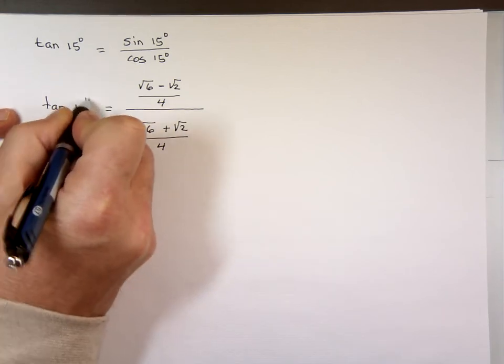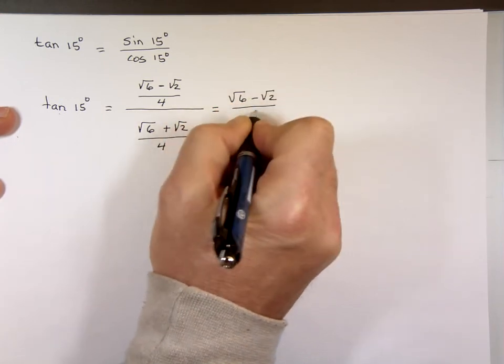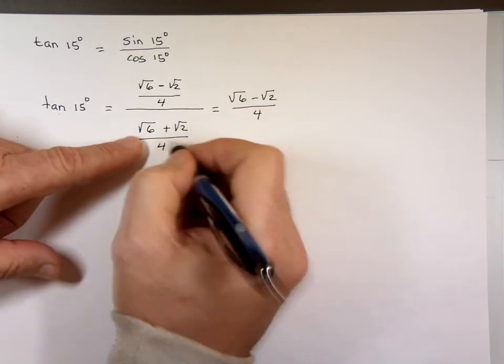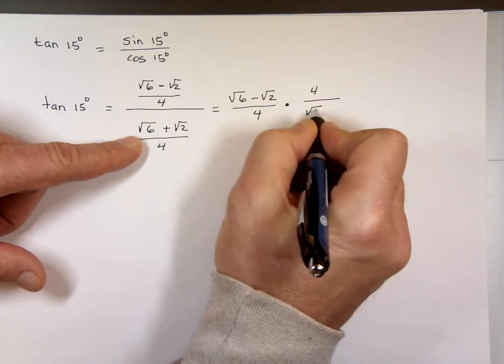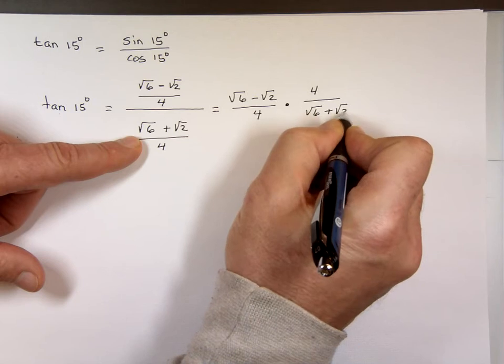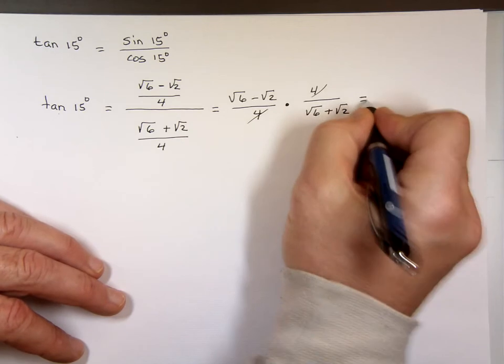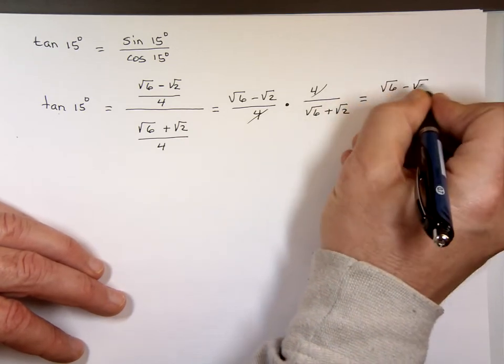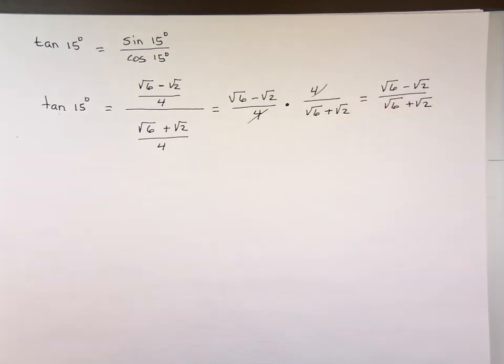So that's equal to the square root of 6 minus the square root of 2 over 4. Instead of divided by this, we can change it to multiplication by the reciprocal. The 4's will cancel each other out. And that's my answer. But that's not acceptable to our software. Why? What is wrong with that answer?